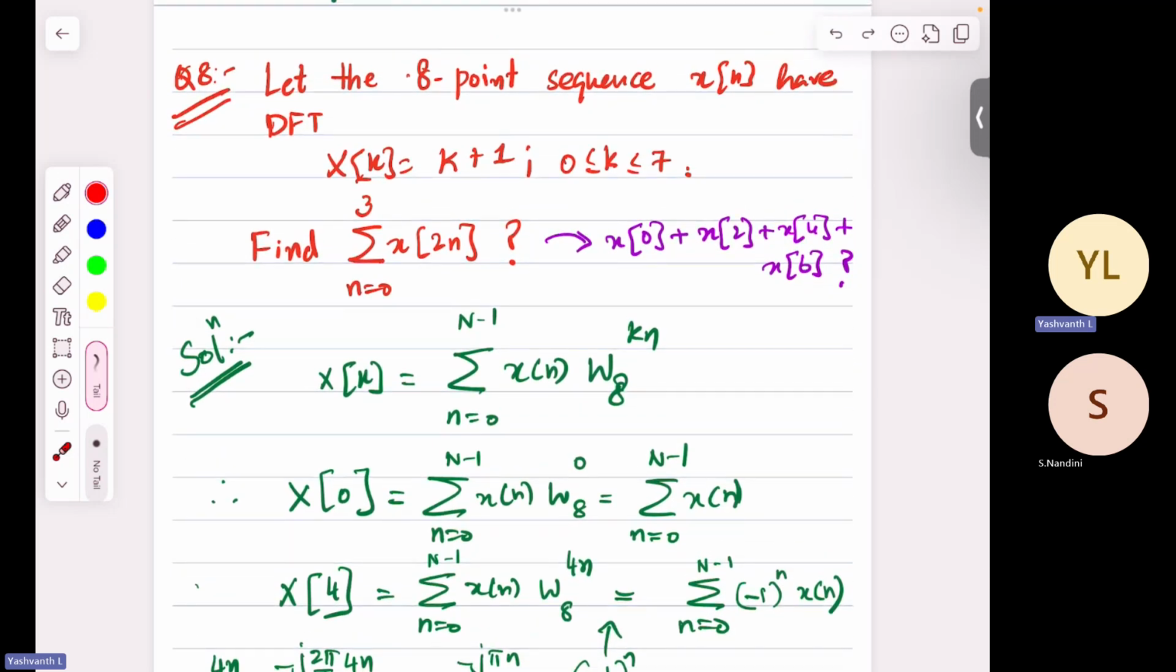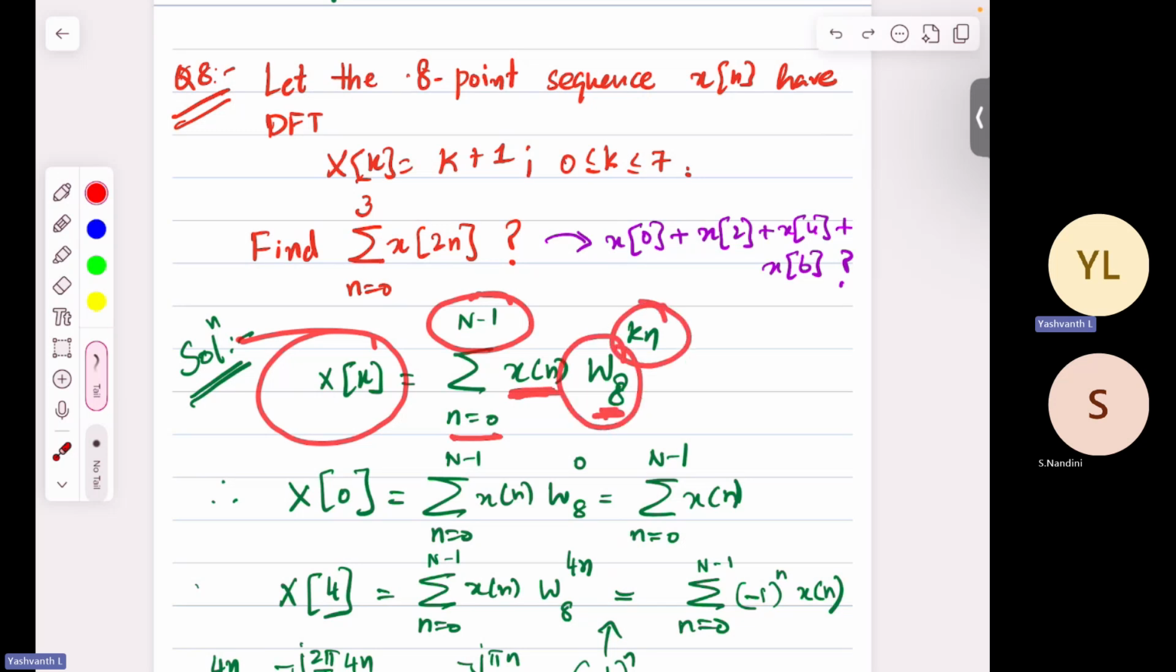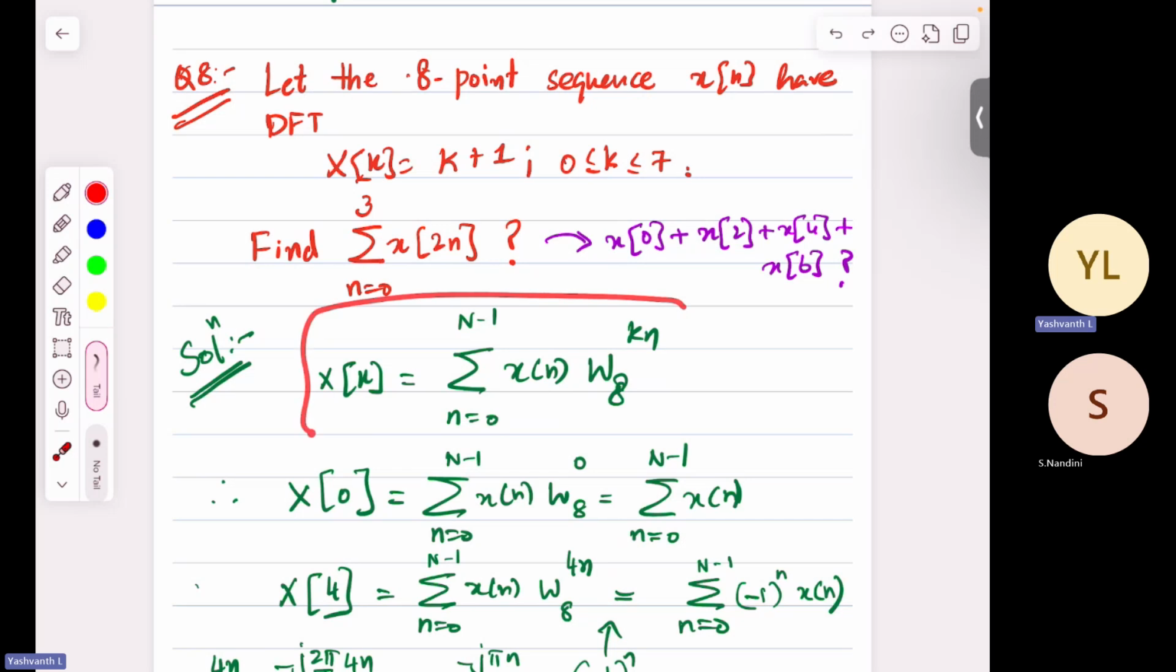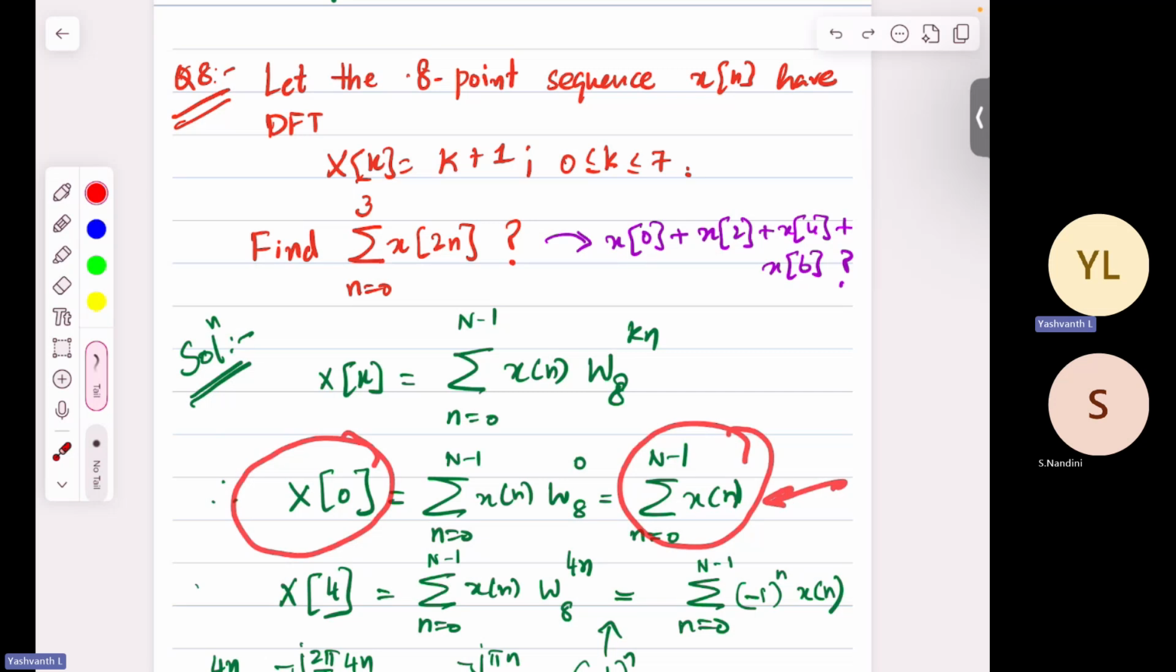What is the definition of the 8-point DFT? X of k is equal to the summation over n equal to 0 to N minus 1 of x of n into the twiddle factor W8 power kn. That's the definition of DFT, right? Now I'm going to apply a nice trick: evaluating at k equal to 0, the twiddle factor anything power 0 is equal to 1. Therefore, it just becomes the summation over x of n. Do you agree? So your frequency at k equal to 0 is just the summation over all the time domain samples.